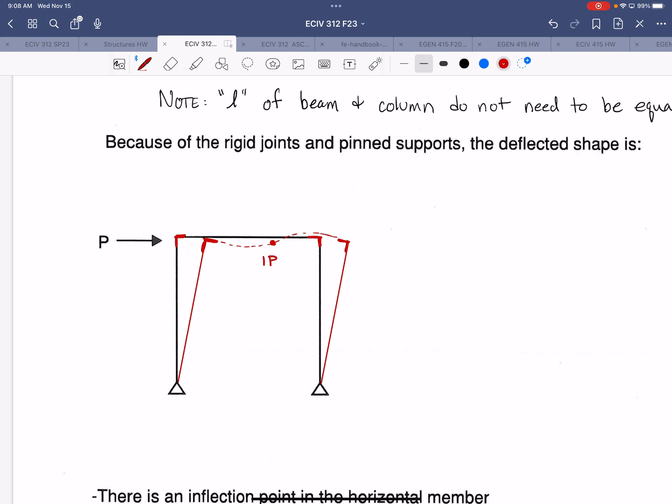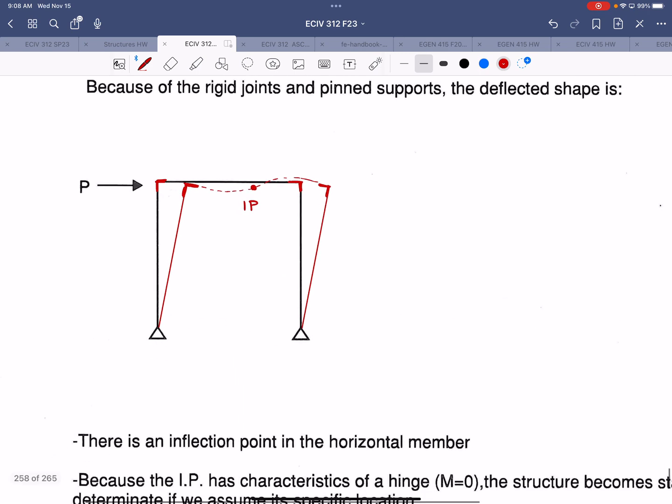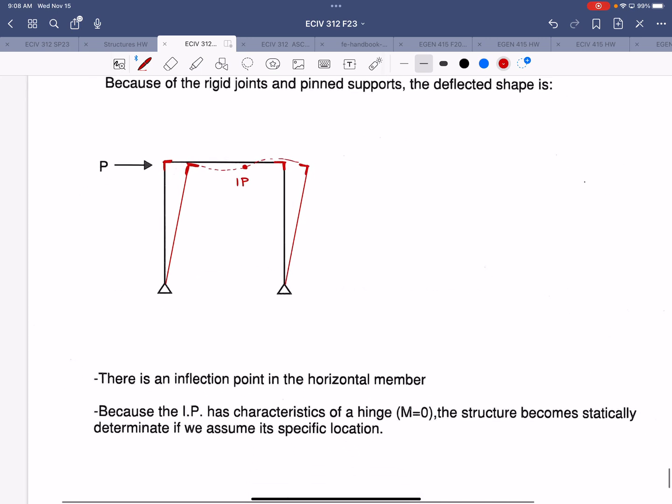So there will be an inflection point in the middle of that beam, right? Now, the assumption that we're going to make is the exact location of that inflection point. We know there's going to be an inflection point, right? But we're going to assume that it's exactly at the midspan.